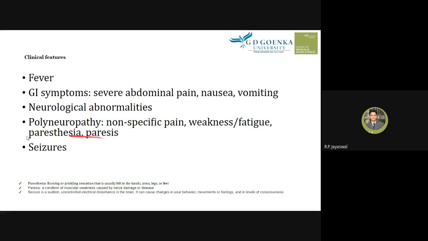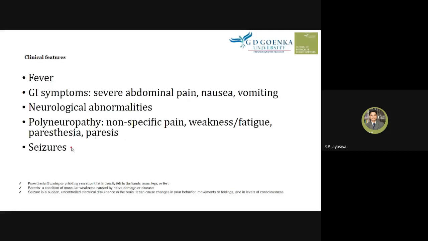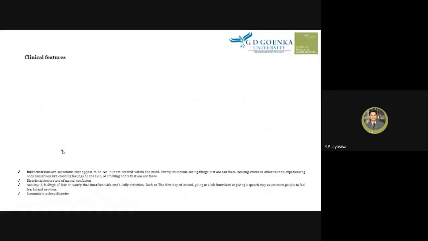Seizure also is a clinical feature, and it's a sudden, uncontrolled electrical disturbance in the brain. If it is sudden, it can cause changes in behavior, movement and feelings. So changes in the behavior, changes in the movement, changes in the feelings, or it can even cause changes in the level of consciousness. So this is the seizure. Seizure can occur when there is acute intermittent porphyria.